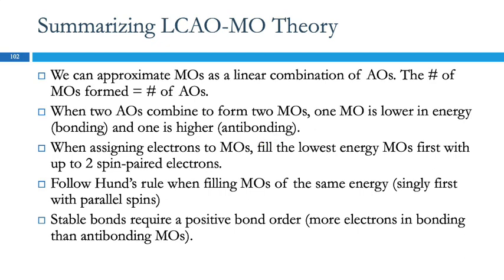When we put electrons in there, we're going to follow the same rules. We're going to fill the low energy ones first with up to 2 spin paired. So you can't have 2 right side up. They have to be opposite in spin. And then we'll also follow Hund's rule, which is if there's an empty bed, you're going to take your own bed instead of sharing with a stranger, right? From the hotel analogy. That's Hund's rule. And the other idea here is that to have a stable bond, you have to have a positive bond order, which really just says you have more bonding electrons than antibonding electrons.